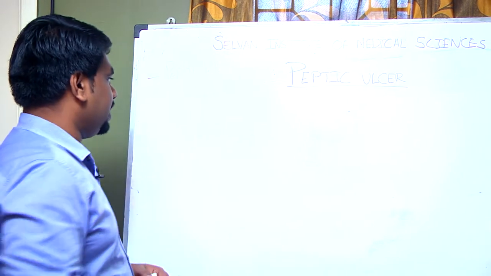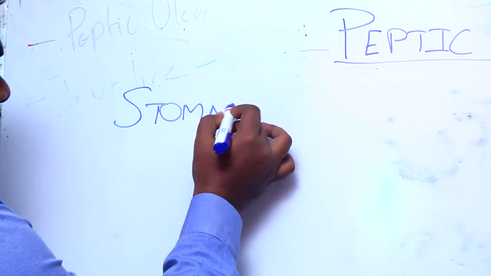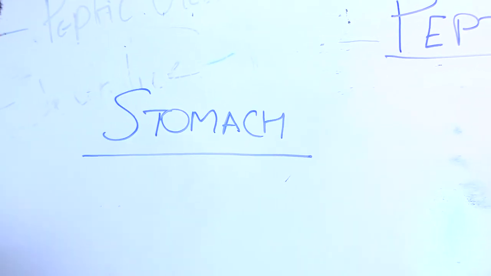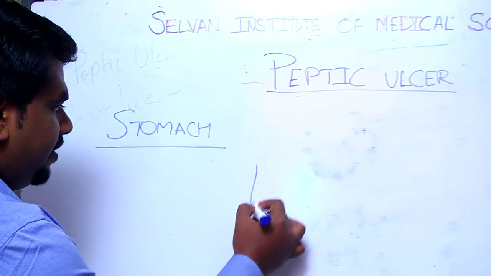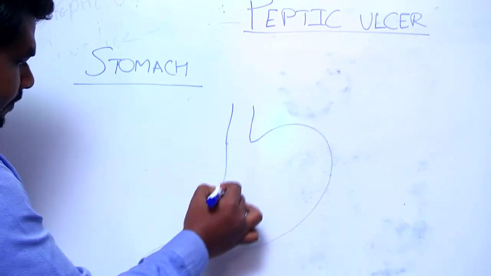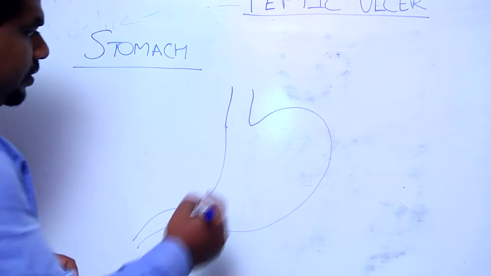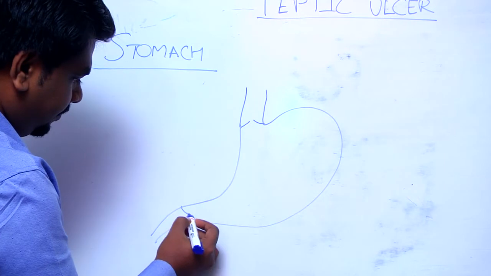Before going to that, we'll see about the stomach. We'll see about the anatomy of the stomach, and then we'll dwell into the pathophysiology. Everyone knows how the stomach is like. So this is the stomach, as we all know. Now we will see some of the parts of the stomach.